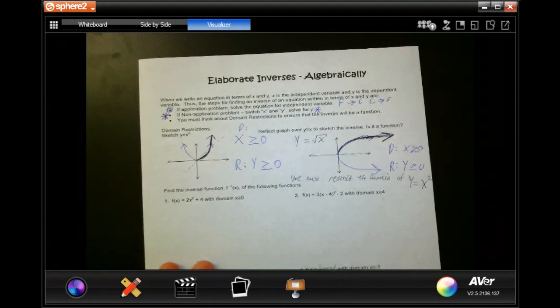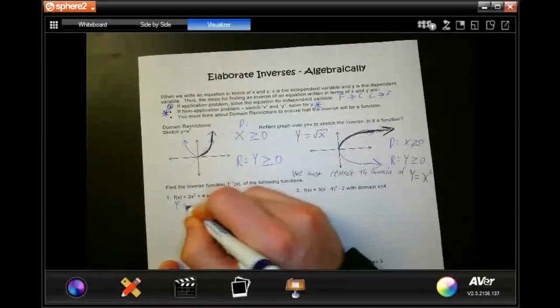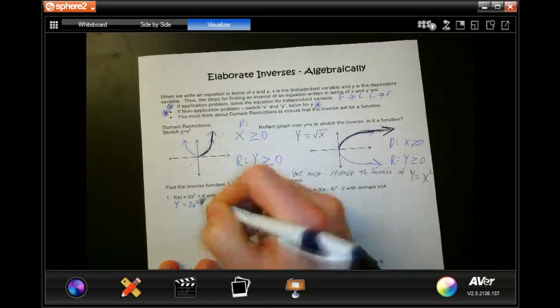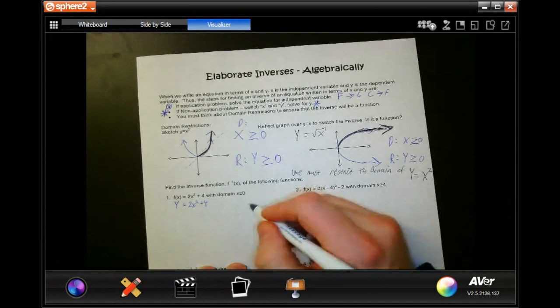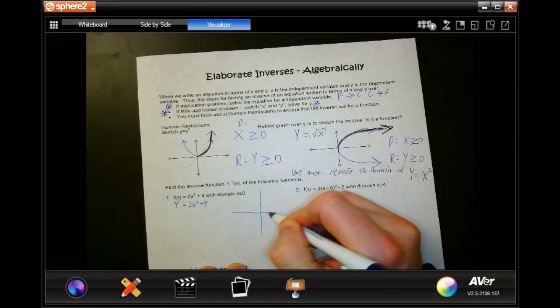So I told you guys in the do now to just make this y equals 2x squared plus 4. I know you guys are going to be jumping into this stuff soon enough. And then to switch, actually, I don't want to switch just yet. I want to first draw this function. I want to draw this function with this domain restriction. So I'm going to just sketch this out.